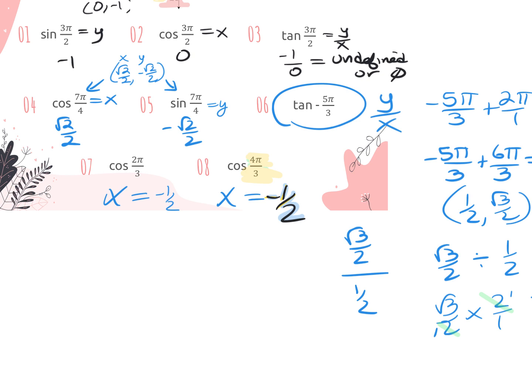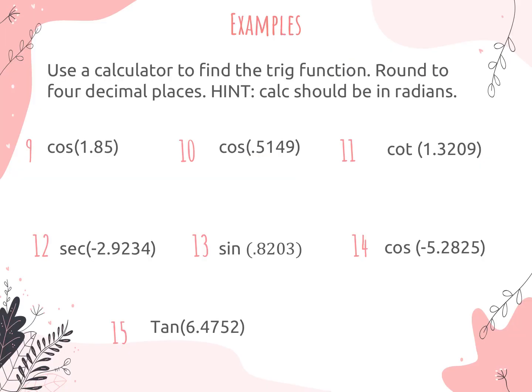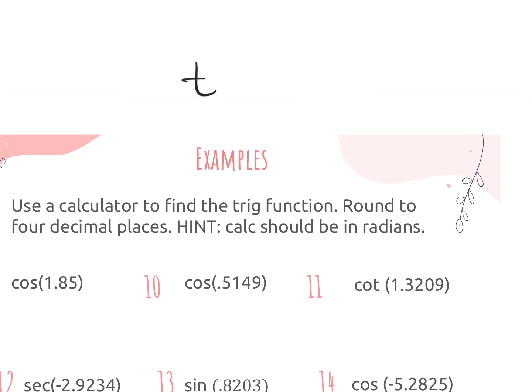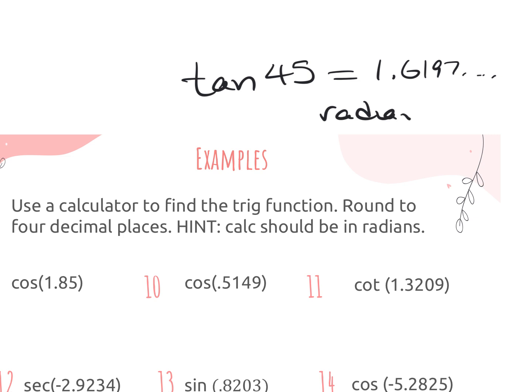But I'm going to... So here it says to use a calculator to find the trig functions, round to 4 decimal places. Now, remember, your calculator must be in radians. So the way that you're going to check it, you're going to do tangent of 45. You should be getting 1.6197, something like that. If you're getting 1, you're in degrees. Now, when you took the last test, your calculator had to be in degrees. This is the radian value.